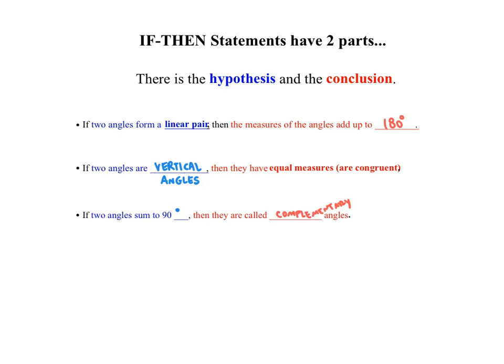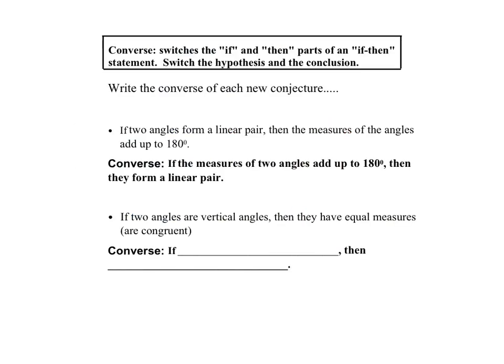Let's look at what is called the converse. So let's take a look at the last slide for today, and then you'll have some time to work through your homework. Okay, so a converse switches the if and then parts of an if-then statement. Switch the hypothesis and conclusion. Write the converse of each new conjecture. So let's look at the first. If two angles form a linear pair, then the measures of the angles add up to 180 degrees. I'm reading right here. The converse of that would be if the measure of two angles add up to 180, then they form a linear pair.